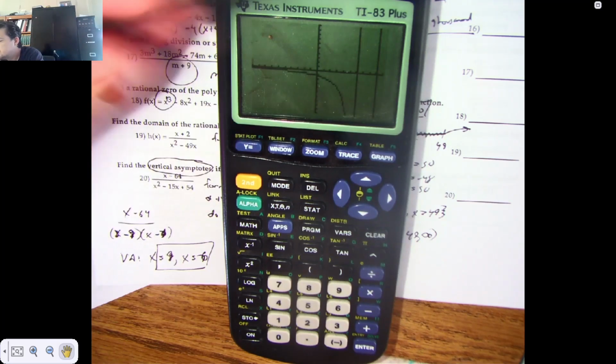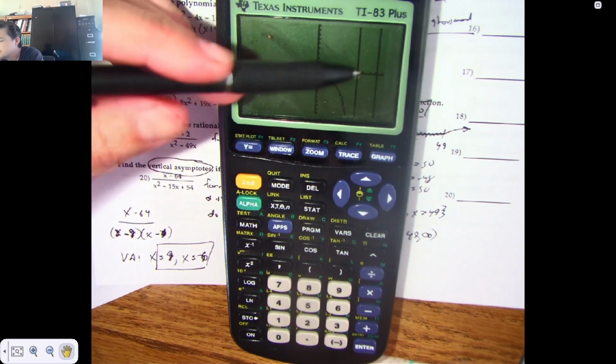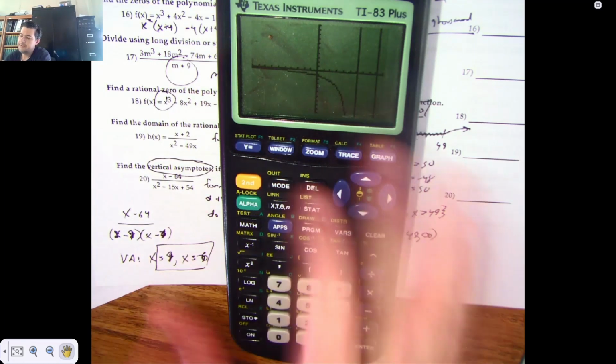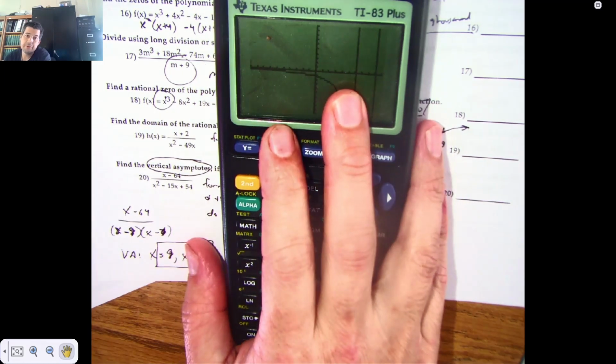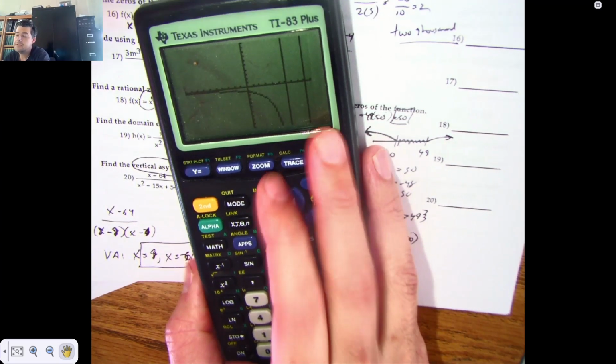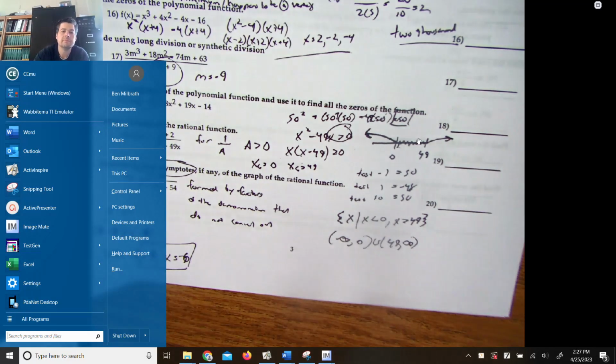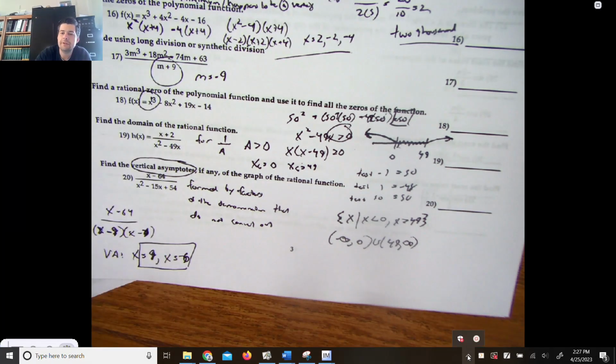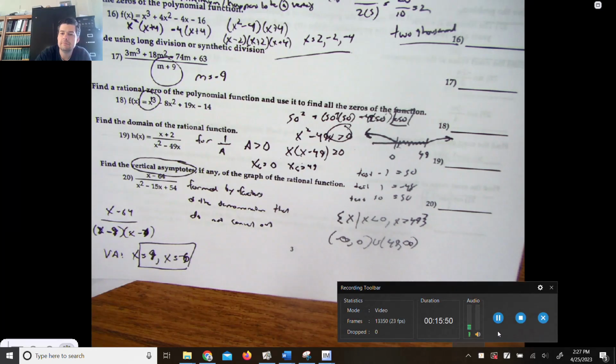See 9, you can count 6. 1, 2, 3, 4, 5, 6. Really glad I did it. The old 83s actually drew the vertical asymptotes. They did. See, that's an 83. They actually did. Okay, I'm too tired for math. I'm done for now. I'll try and do some more of it another day. Probably Friday.